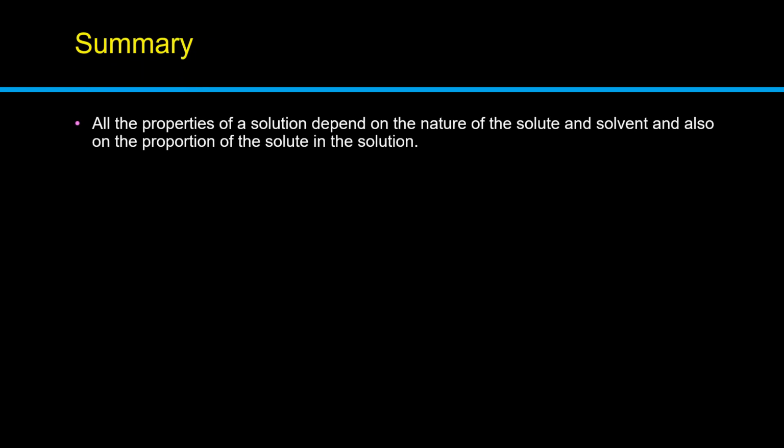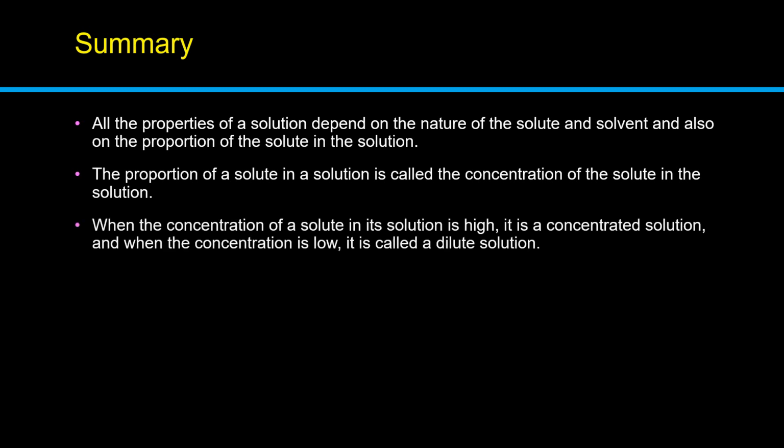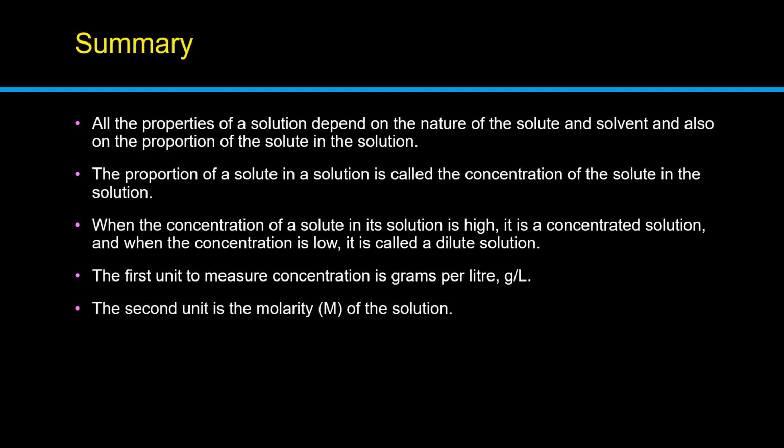Shall we summarize the points, children? All the properties of a solution depend on the nature of the solute and solvent, and also on the proportion of the solute in the solution. The proportion of a solute in a solution is called the concentration of the solute in that solution. When the concentration of a solute in a solution is high, it is called a concentrated solution, whereas if the concentration is low, it is termed a dilute solution. The first unit to measure this concentration is expressed in grams per liter, and the second one is molarity, moles per liter of the solution.